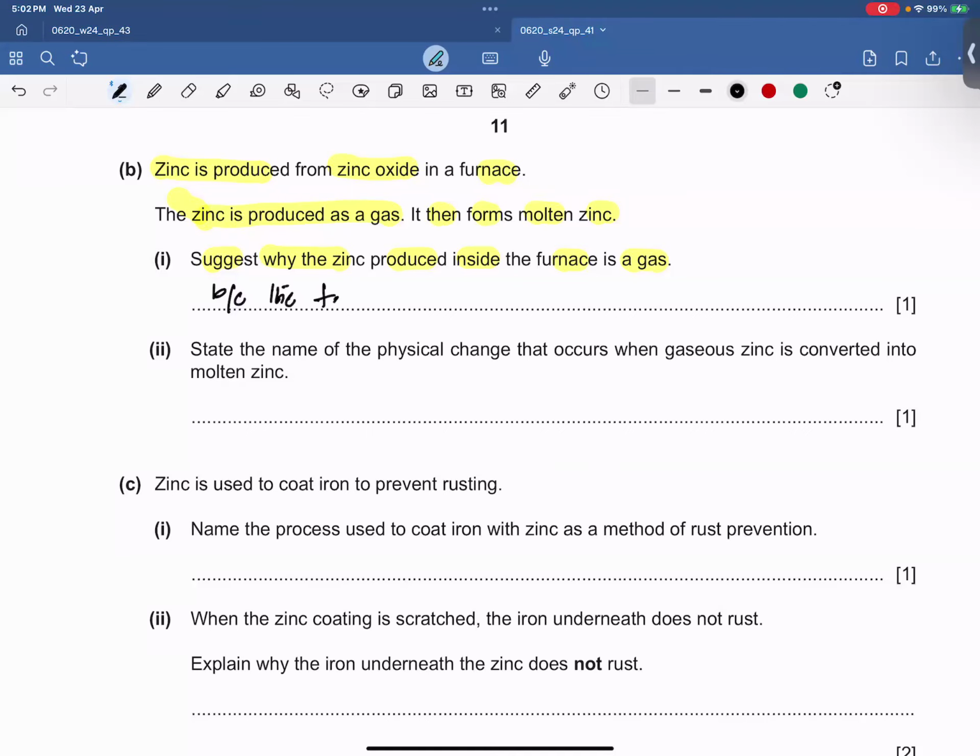Because the temperature of furnace is very high.